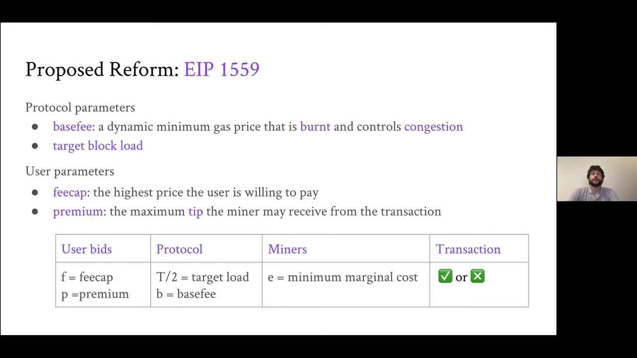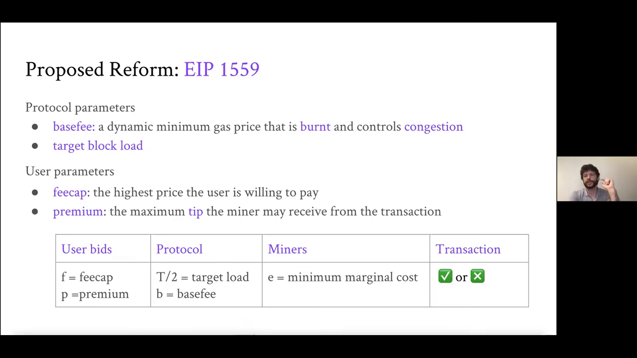Okay, so now from the perspective of the user, here's what I'm actually feeding into this mechanism. Instead of one parameter, my bid, I'm going to input two different parameters. The first parameter is what's called the fee cap, the highest price that I'm willing to pay. This is like a hard cap. That's as much as I will pay today for your service, okay?